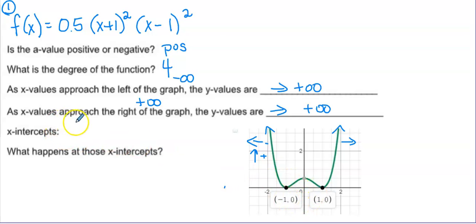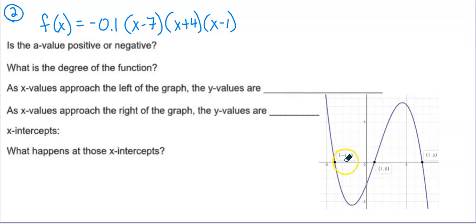X-intercepts are at negative 1, 0, and 1, 0. Remember to find it without the graph, you just set these equal to 0. So it's going to be negative 1 and positive 1. What happens at those x-intercepts? At both of the x-intercepts, it does what we call bounce. So it doesn't pass through, it doesn't curve and keep going, it bounces. So just put an arrow and bounce for both of those.